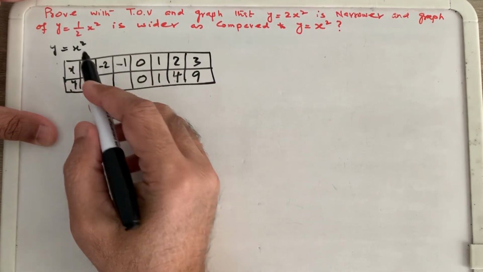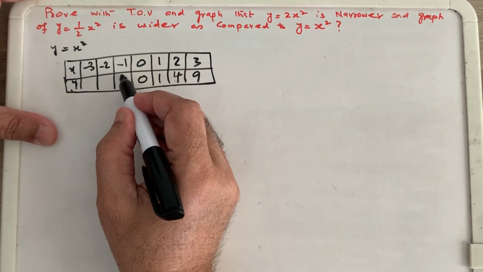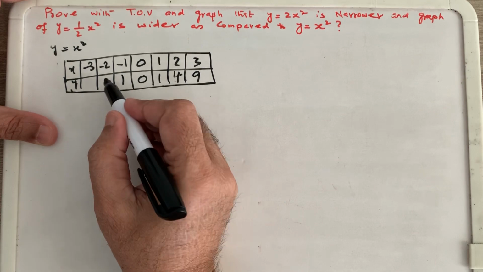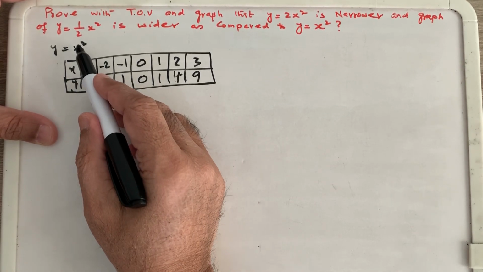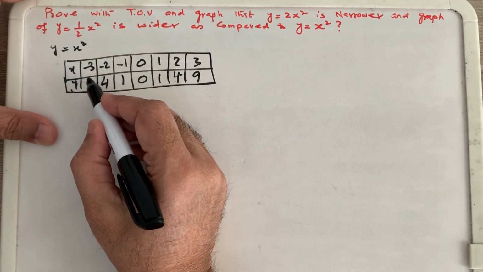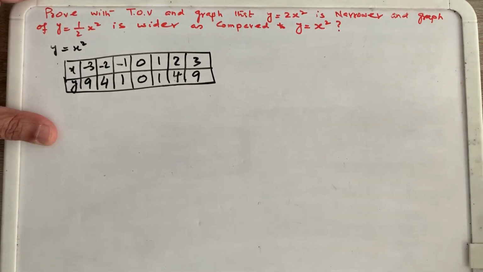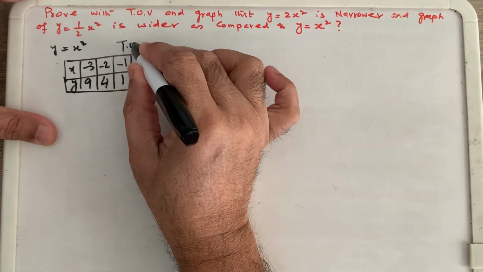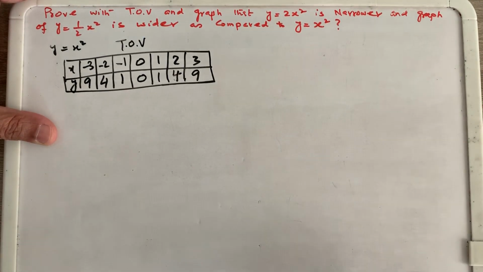Now I calculate by substituting. Minus 1 whole squared brings us back 1. Minus 2 whole squared brings us back 4, because it will be positive because of the square. And minus 3 will bring us 9, right? So we have the table of values for y = x². This is my first table, T.O.V., for y = x².